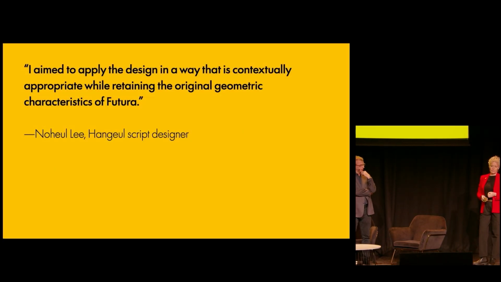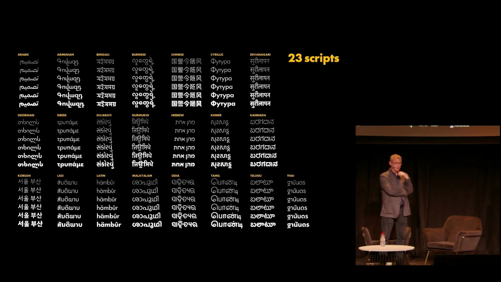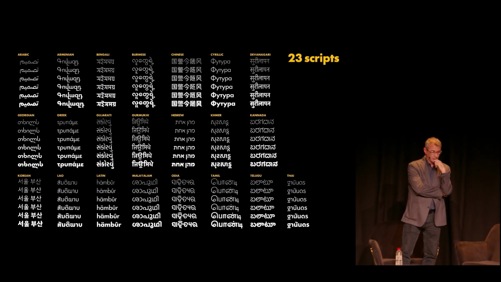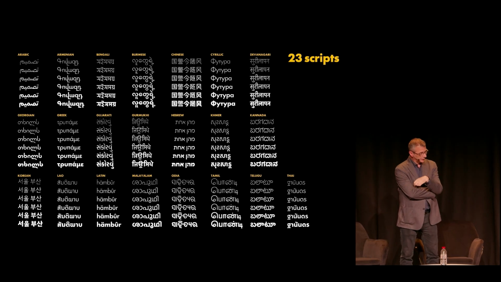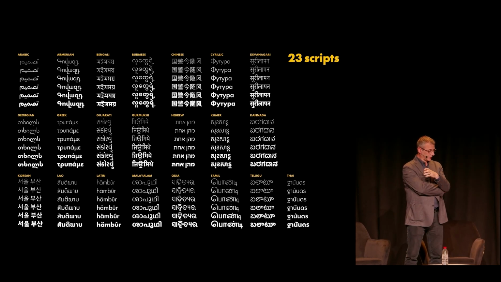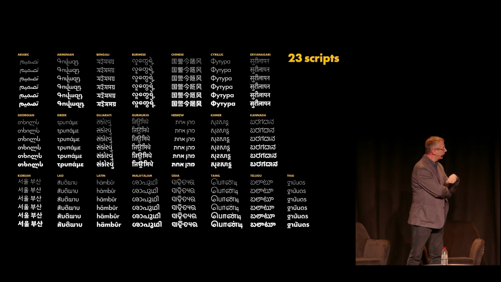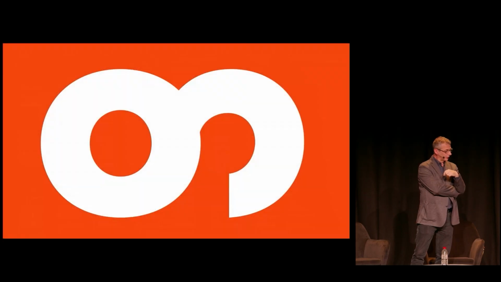So in the end, we are releasing 23 scripts in 6 weights. Many of them have obliques. This, as Vic pointed out, should give coverage for about 90% of the world's population, so we're very happy about this. And this is how it looks. Little movie.